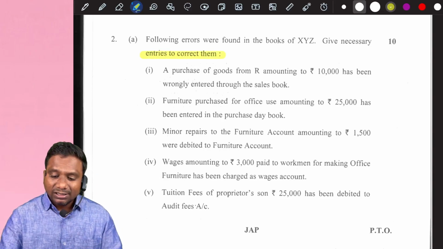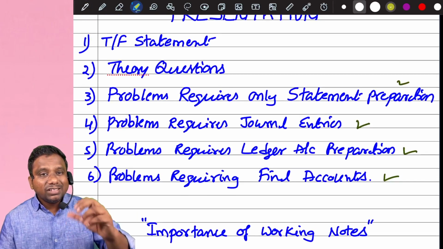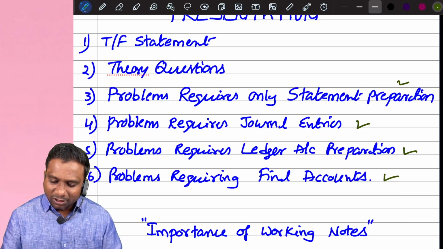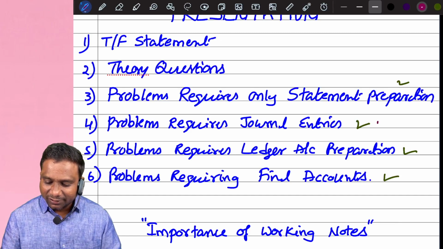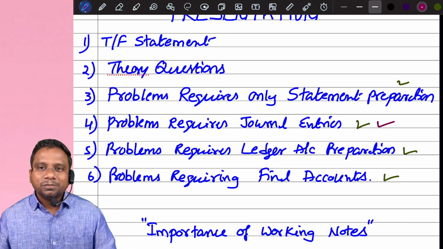Rectification of errors is nothing but journal entries. Look at which type of question it is. Identify which type of question it is. The problem requires journal entries, sir. Journal entries means we have to draw the journal format.